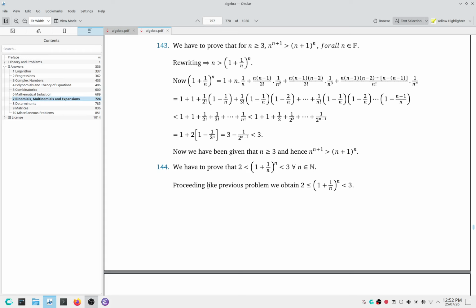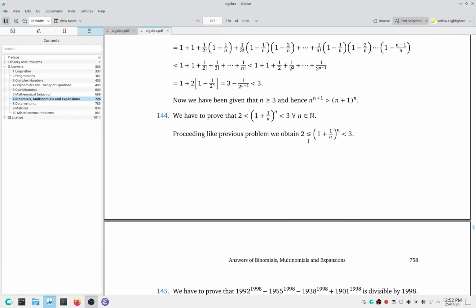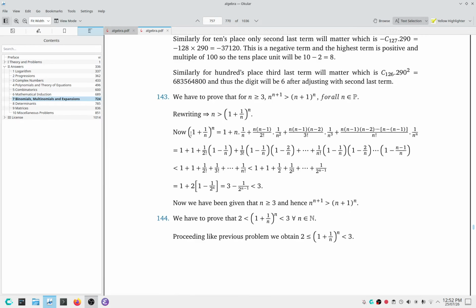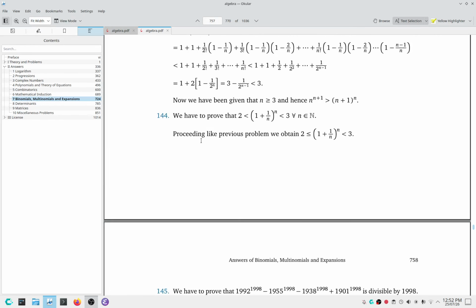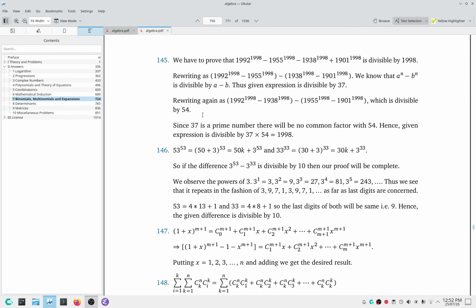So proceeding like the previous problem, if you see this problem, then you will quickly realize that this is (1 + 1/n)^n. So we are computing (1 + 1/n)^n. Now this is less than 3 but greater than 2 as well. So we have got 2 ≤ (1 + 1/n)^n < 3. So it's just an exact copy of question 143 conceptually.